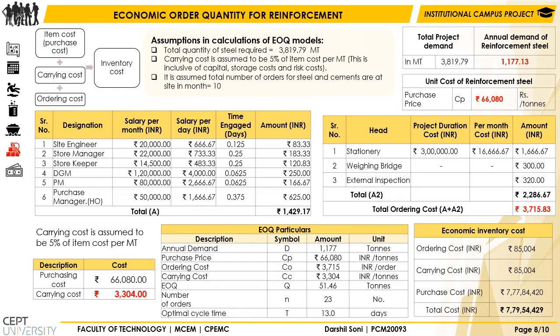Every time stock is replenished and a purchase order is placed, a certain cost is incurred. We have assumed the carrying cost of the reinforcement steel to be 5% of the total purchasing cost per ton. Calculation is done based on the EOQ equations for different parameters, and EOQ comes to around 51.5 tons. We consider 300 working days, and the number of orders for that comes to around 23, and the cycle time is around 13 days.